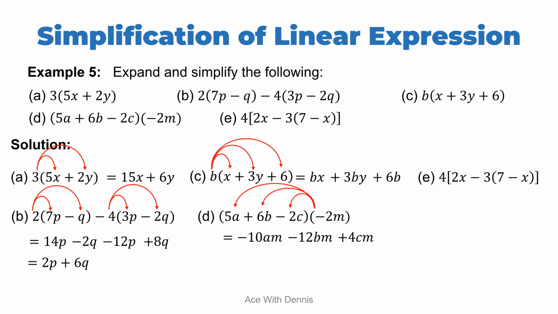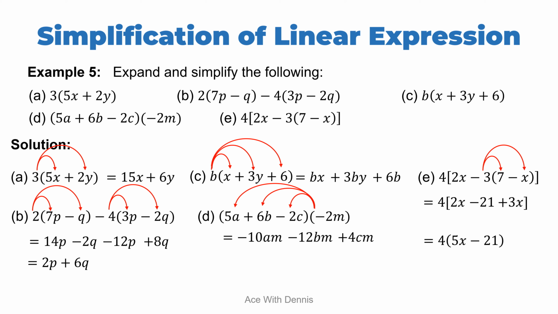For E, this is a bracket inside a bracket: 4 bracket 2x minus 3 bracket 7 minus x. So we expand the bracket inside the bracket first. Then the other terms we just copy down. So we have 4 bracket 2x, then minus 3 times 7, we get negative 21. Minus 3 times negative x, we get positive 3x.